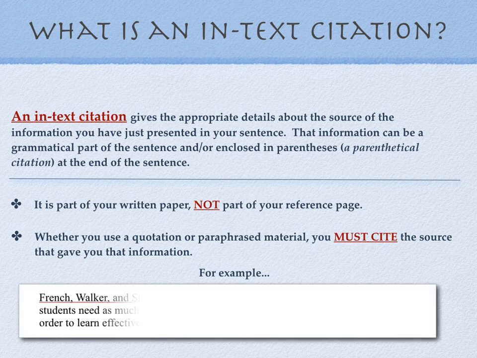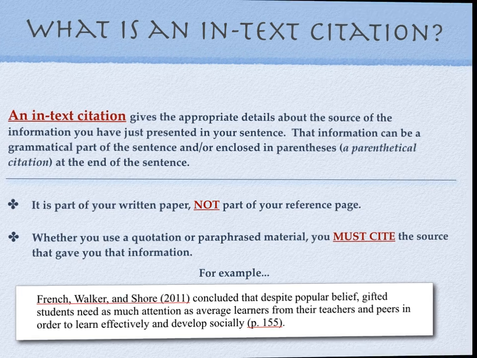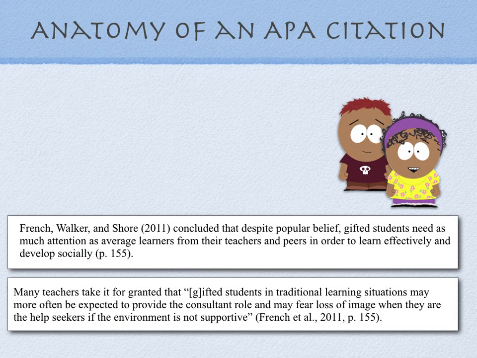For example, if we look at this example, the names of the authors appear as the subject of the sentence, and the date of publication appears in parentheses right next to their names. The page number where this quotation can be found is given in the parenthetical citation at the end of the sentence. So we have all the information we need there. But let's break it down now.